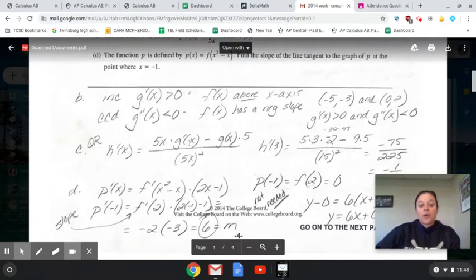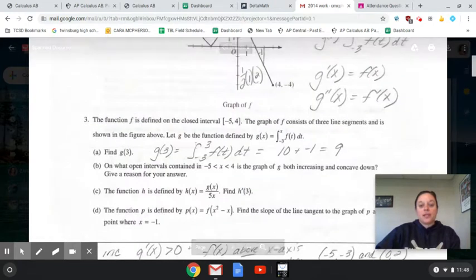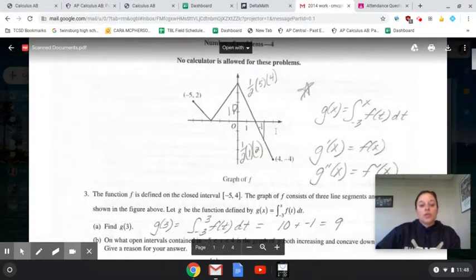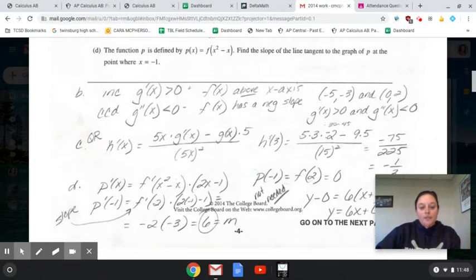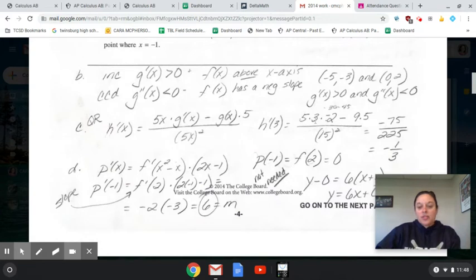This one's g prime of 3. G prime of 3 is the same as saying what is f of 3. So if I go over to 3 on my graph, f of 3 is down here at -2. So it's the actual y value of that point. So I have 5 times 3 times -2 minus g of 3 we actually found in part A. G of 3 was 9 times 5.